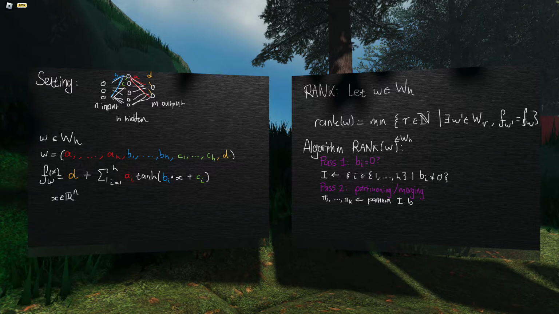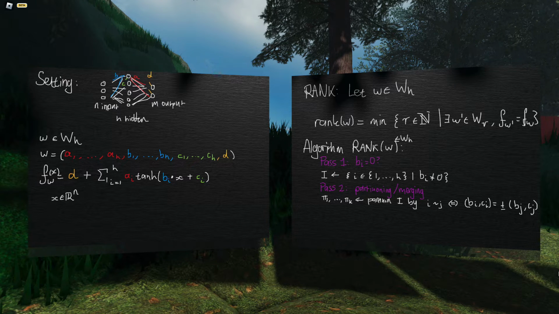I, which is the units that are remaining, by the equivalence relation i equivalent to j if and only if, what would it be? Bi Ci equals plus or minus Bj Cj. These are the cases where we'd be able to merge the units. If either of these is true, then I'm going to consider the units equivalent, and then I'm going to partition I into those equivalence classes, and I'm going to name those pi 1 through to pi k.